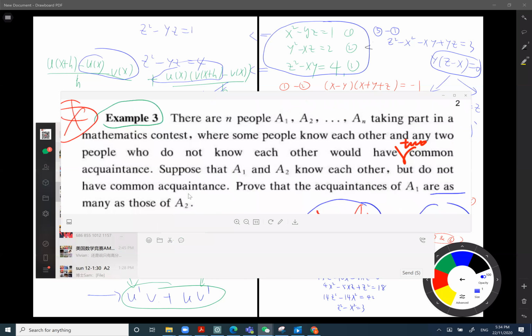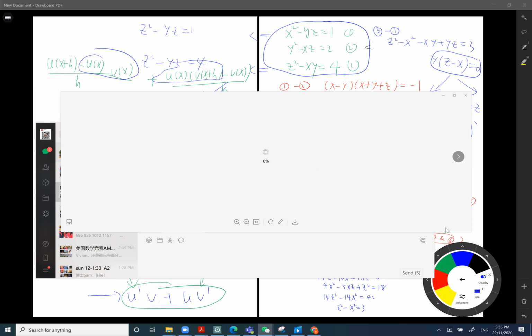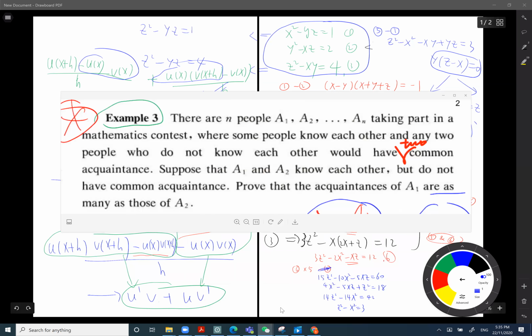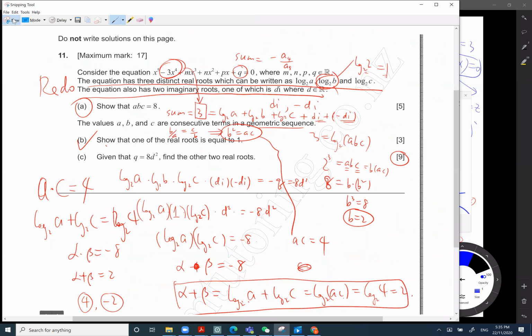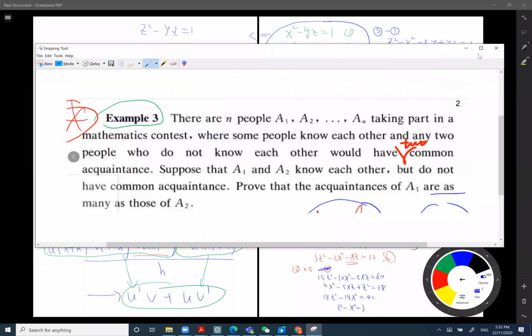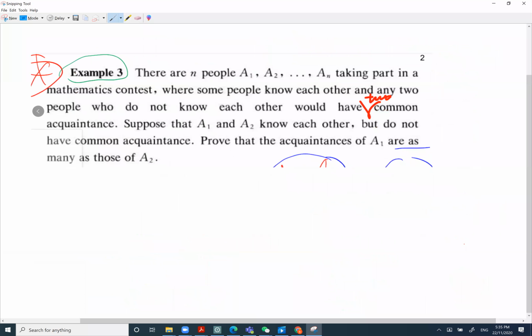Okay, this question. The original question, they forgot to write 2 here. Where's the question? Here. When I try to copy this part, they forgot 2 here. Now we can show the question. If there's no 2, Brian gave us a counterexample.